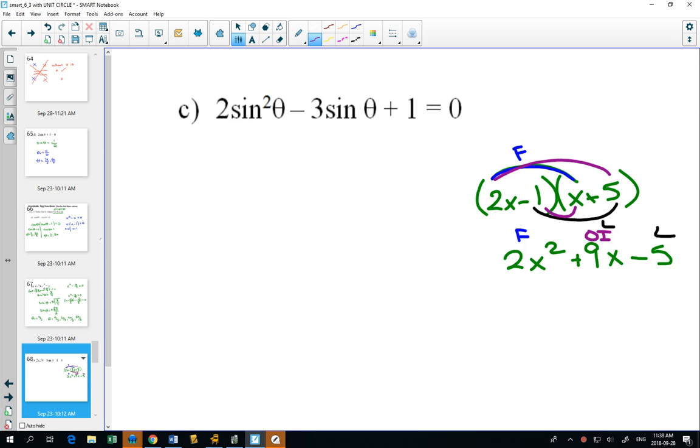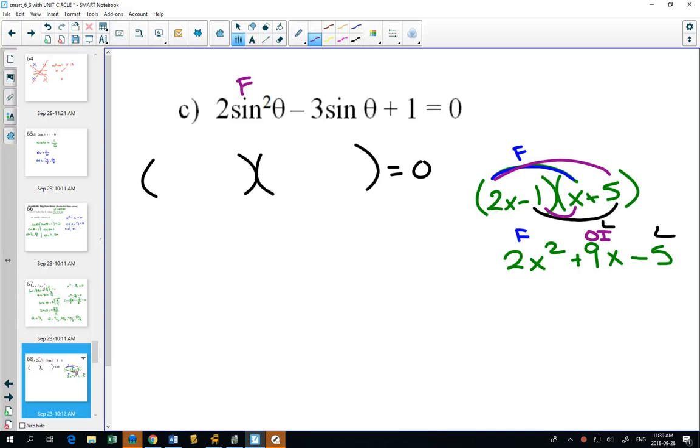FOIL. So when I'm factoring something like this, I want you to go directly to this. If the first ones have to be this, what's my only possibility for my first ones with whole numbers? Can you see that the only possibility is 2 and 1? It can't be anything else.